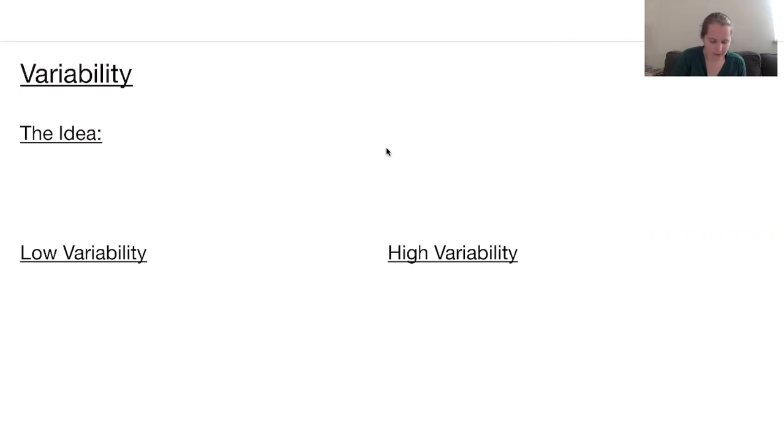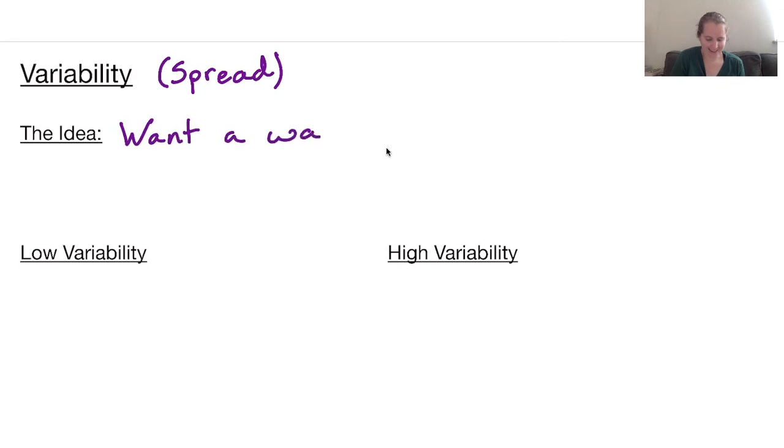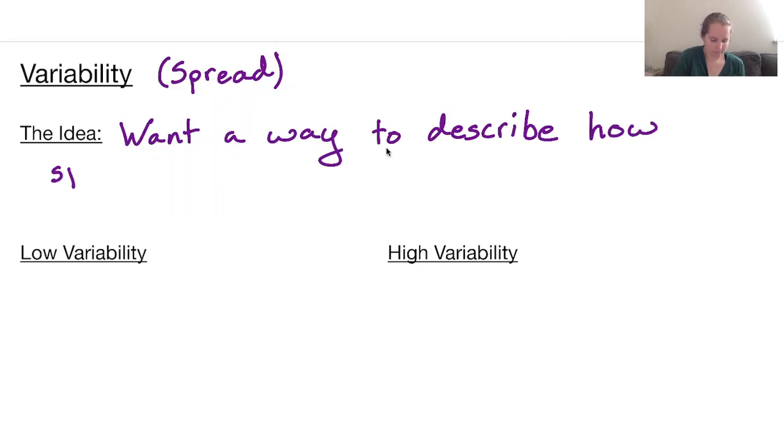Variability is essentially a form of talking about spread. Basically the idea is we want a way to describe the general spread. So we want a way to describe essentially how spread out a data set is.